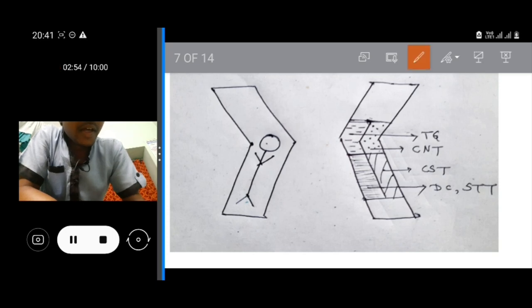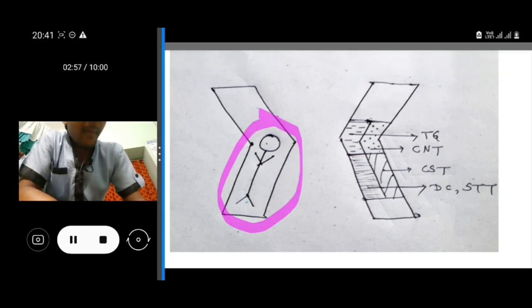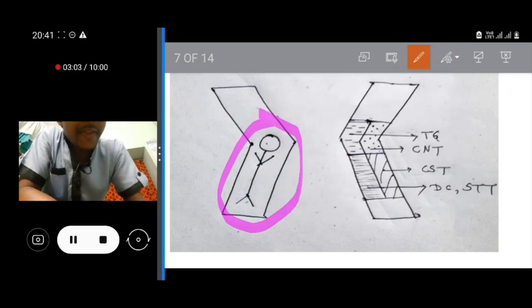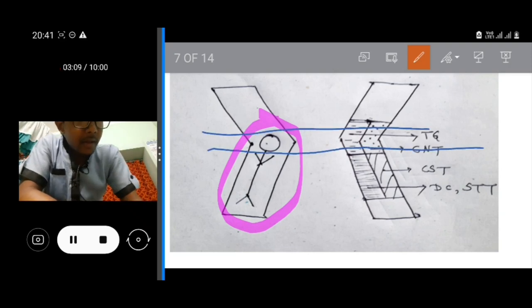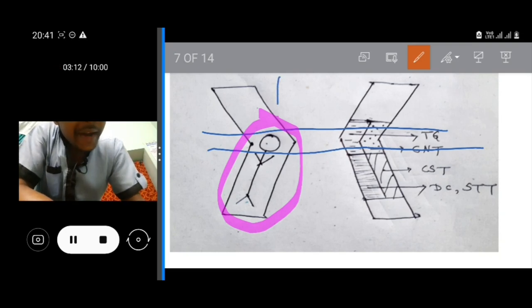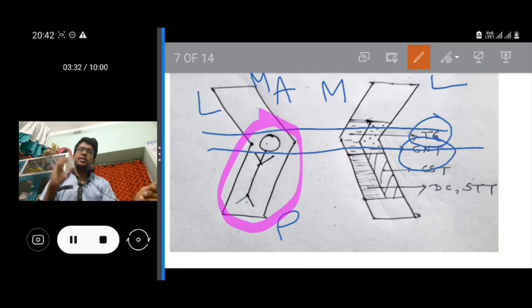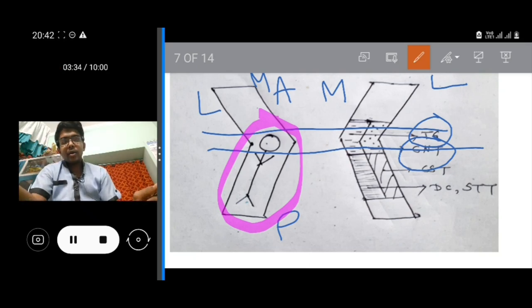See, this is the body representation. According to the body representation, I have drawn it here like this. Okay, see, this is anterior, this is posterior, this is medial, this is lateral. Same here, medial, lateral. Now see, medially is the trigeminal ganglia. TG means trigeminal ganglia, and laterally is the corticonuclear tract. We know the trigeminal ganglia is a sensory ganglia, and the corticonuclear tract is a motor system.